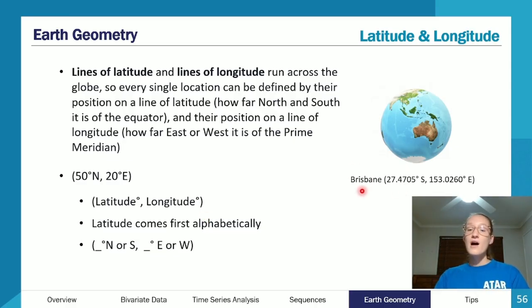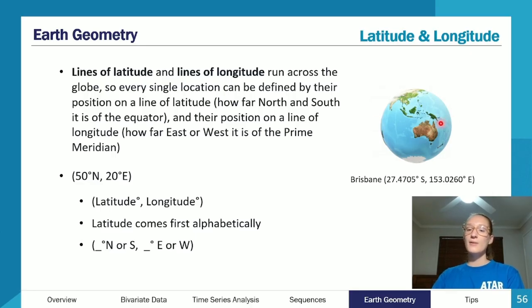So for example, the position of Brisbane, we've got lots of decimals here because it's really quite specific. Brisbane is at roughly 27.4705 degrees south and 153.0260 degrees east. So we can see here our equator, our 0 degree latitude point of reference, kind of is like about here.